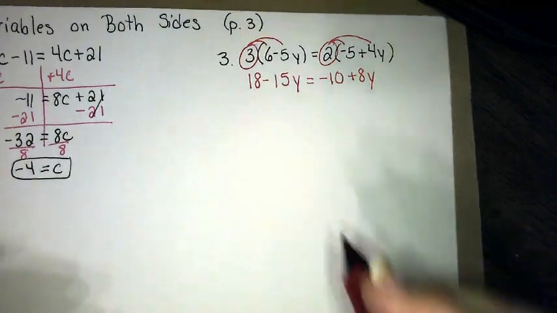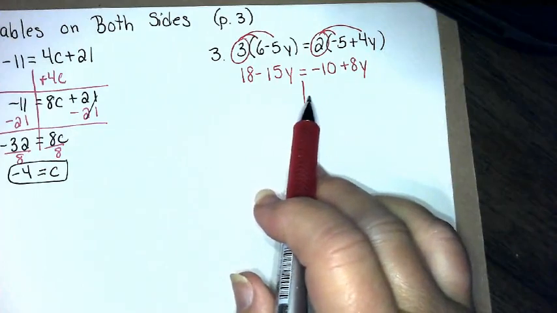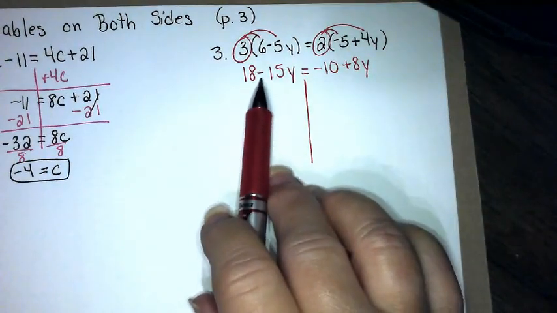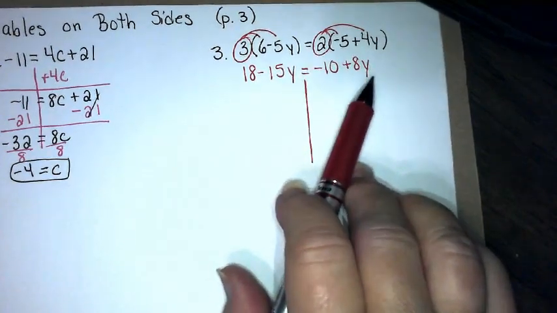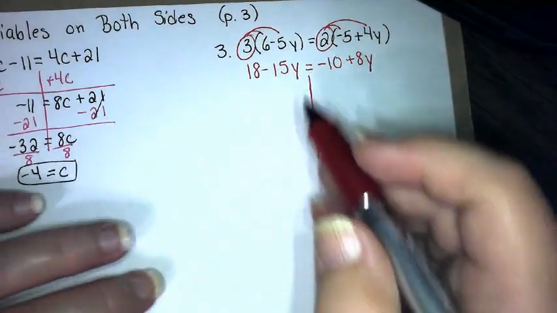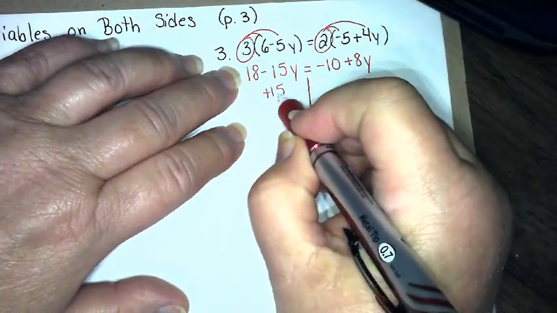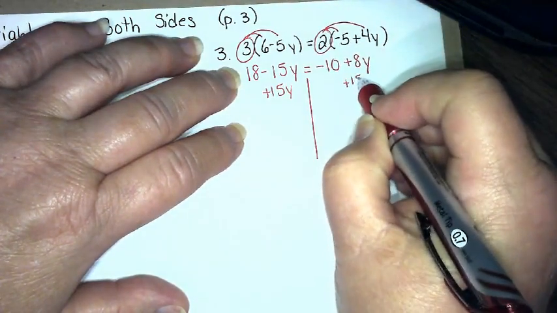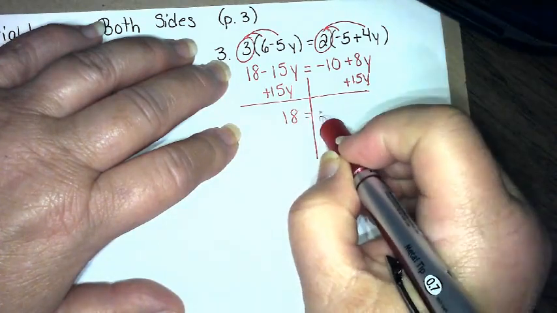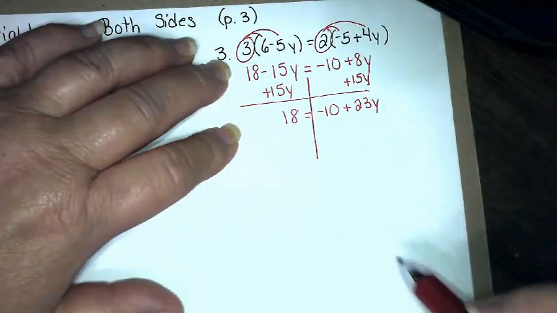So from here, notice we have variables on both sides. So we're going to get the variables to the same side and then the numbers to the opposite side. You can move the negative 15y to the other side, or you can move the positive 8y to the other side. The choice is yours. I'm going to choose the negative 15. So I'm going to say plus 15y on both sides. And that gives me 18 equals negative 10 plus 23y.